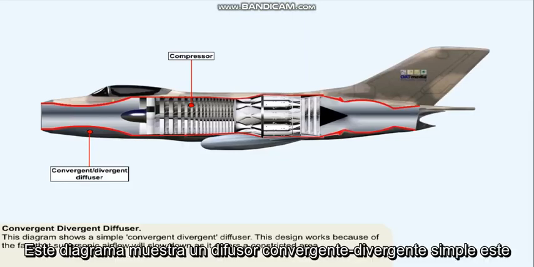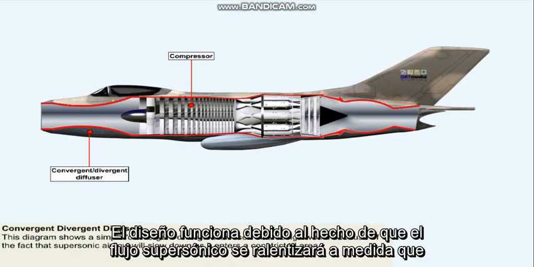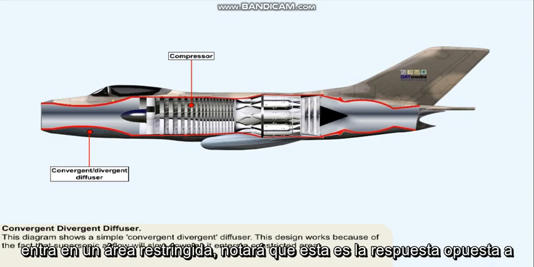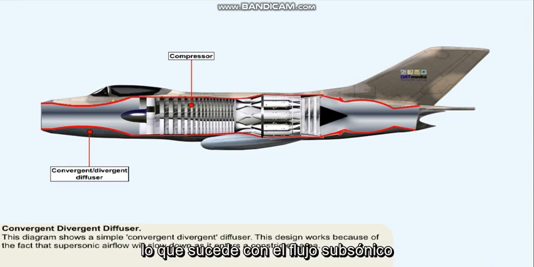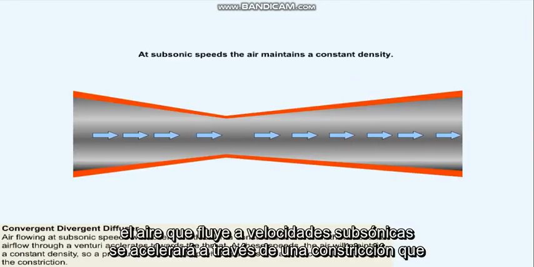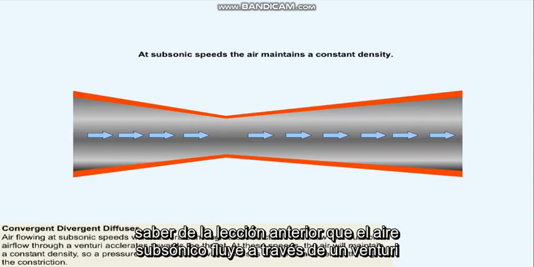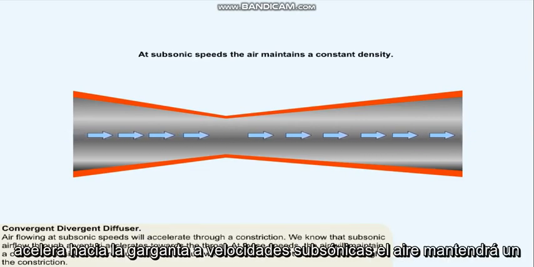This diagram shows a simple convergent-divergent diffuser. This design works because of the fact that supersonic flow will slow down as it enters a constricted area. You will note that this is the opposite response to that which happens with subsonic flow. Air flowing at subsonic speeds will accelerate through a constriction. We know from the previous lesson that subsonic airflow through a venturi accelerates towards the throat.